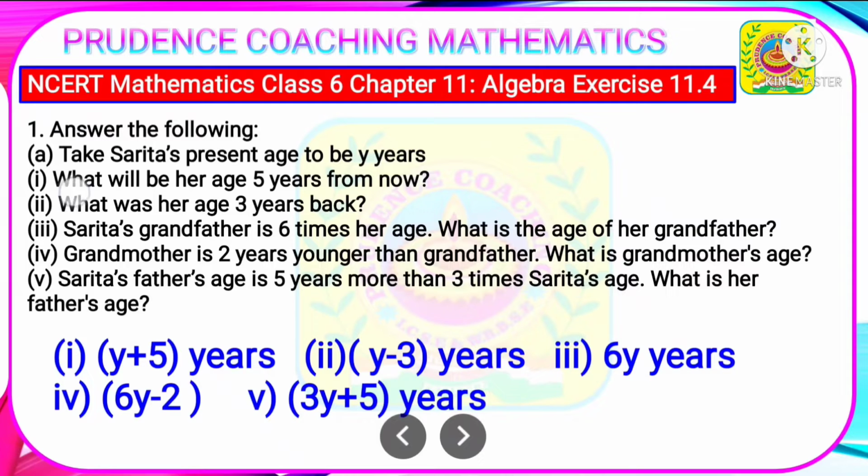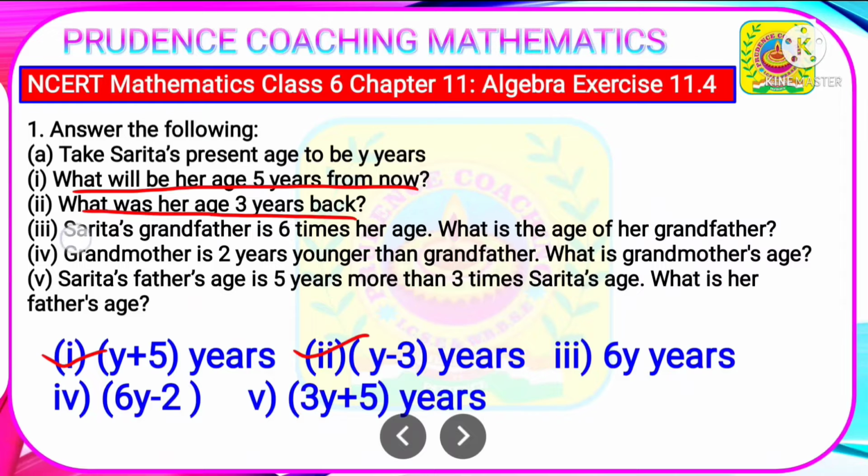What will be her age 5 years from now? So our answer will be y plus 5 years. Next question. What was her age 3 years back? That will be y minus 3 years.